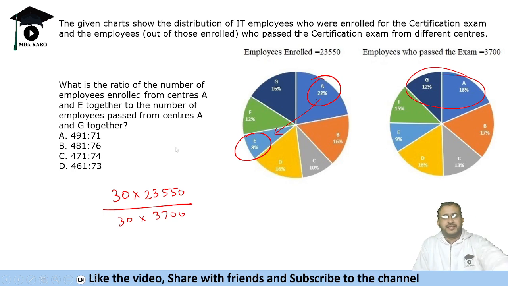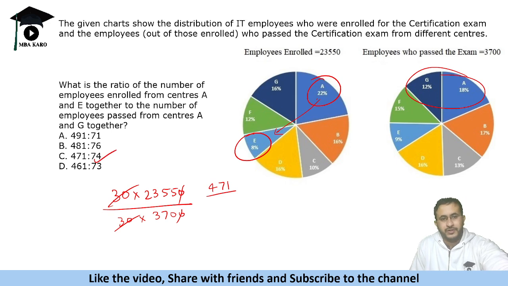So 30 gets cancelled out, so we have these values. Yeah, so dividing by 5, we get 471 and this is 74. Okay, now one could have used this, that total is 3700. So one could have answered this question without doing the calculation. Very likelihood that this would have been the answer. Okay, so that is this set. Two of the questions doable, two of them were difficult.